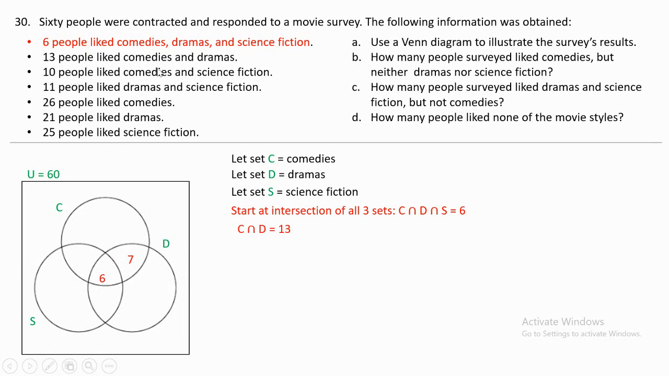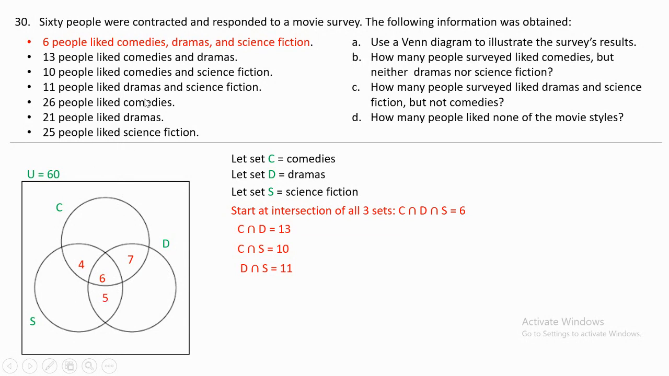Then it says 10 people like comedies and science fiction. So comedies and science fiction will be this portion here, right? So it's going to be 10, and we have 6, so the 4 is missing, because 10 minus 6 would be 4. Then 11 people like dramas and science fiction. So we're talking about this portion being considered here. So it's 6, so 11 minus 6 will be 5, so that has to be 5.